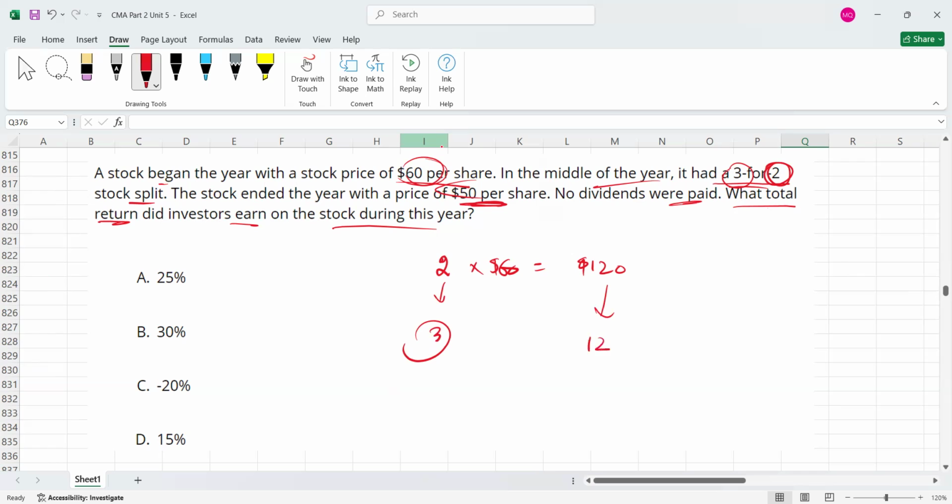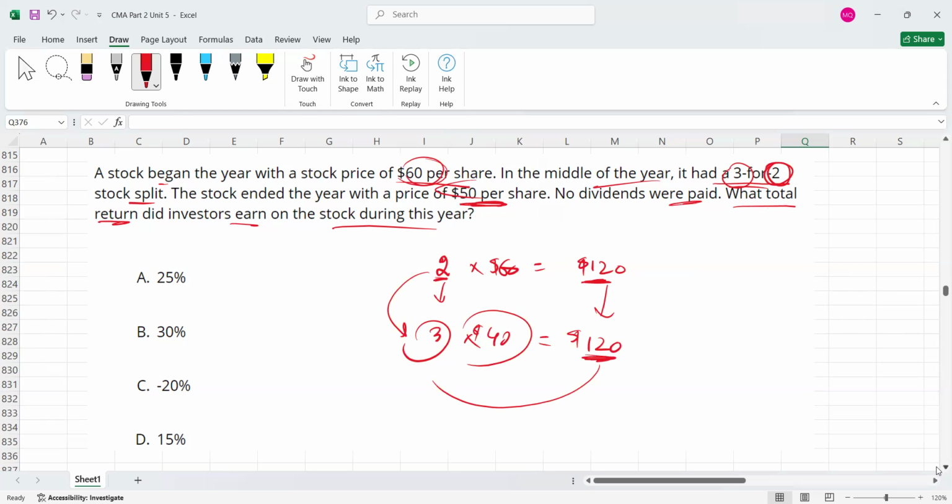Now these two stocks are going to convert into three stocks, but the value should remain unchanged. So the value is still $120, now for three stocks. What will be the per stock price? 120 divided by 3. So the average stock price will be $40, because we always do a stock split to reduce the market value. At the beginning of the year it was $120 for two stocks, and the value remains unchanged for three stocks in the middle of the year, so the average stock price will be 40.